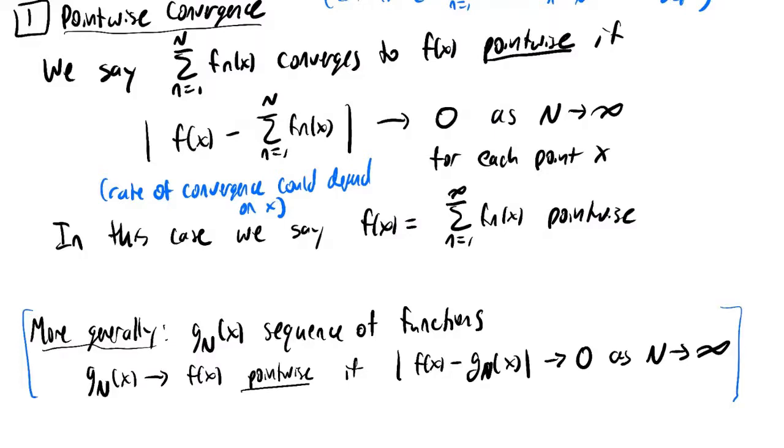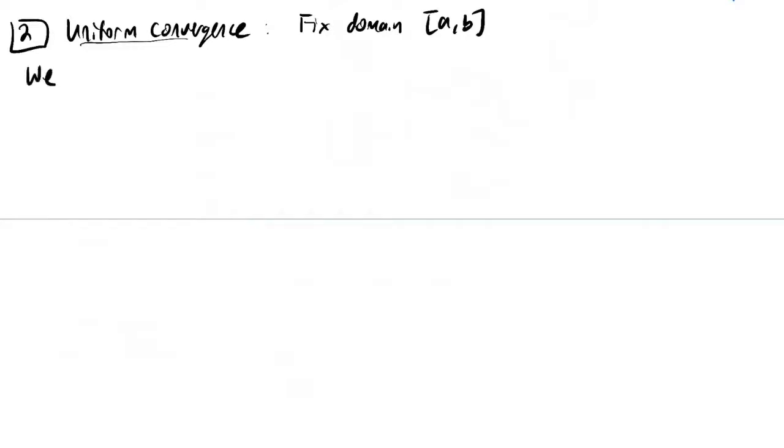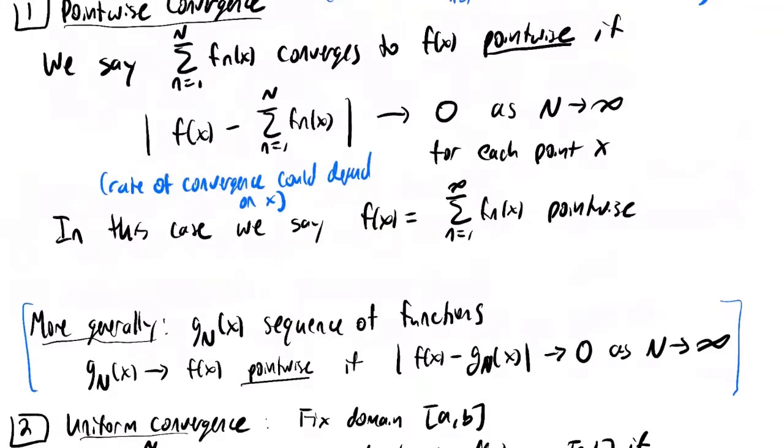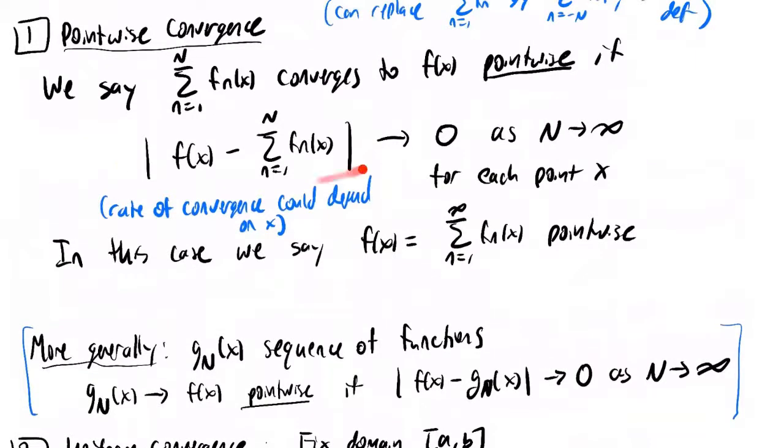So the next notion of convergence is a stronger notion of convergence, which is called uniform convergence. In this case, we have to fix a finite domain. So let's say a fixed domain, say a to b, some finite closed interval. We say that this sum from n equals 1 to capital N of our sequence of functions f_n of x converges uniformly to f of x on this domain if the following occurs. Here we're no longer going to allow the rate of convergence to depend on x. It's going to be very similar to the formula we have up here, except uniform convergence is when the rate of convergence does not depend on x. So you have the same rate of convergence for every point. So it's a stronger notion of convergence.